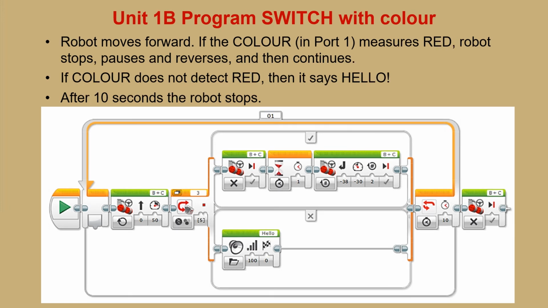All right, so very similar structure. Again, you've got a decision inside of a loop. So the decision goes, go forward. If you see red, then you must stop, pause for 1 second, reverse a little bit, and then continue. If you don't see red, just say hello. It's going to keep going hello. Luckily, it's not forever, because you can see that the loop outside, the whole structure outside, is only going to last for 10 seconds. So the robot will only say hello for 10 seconds.